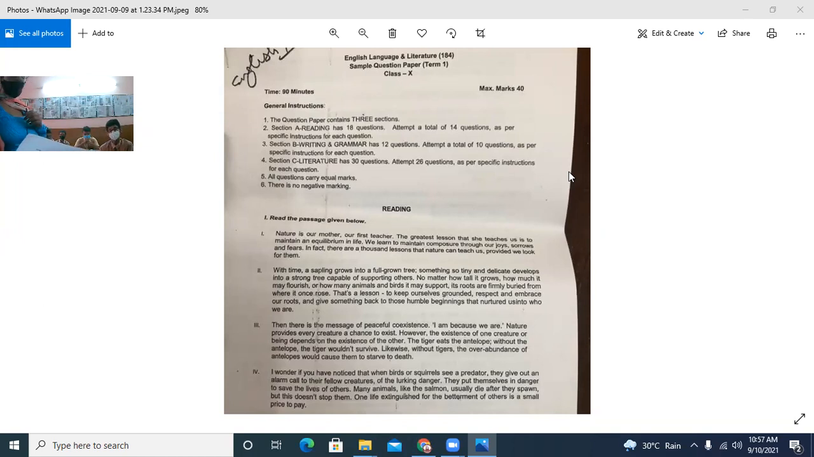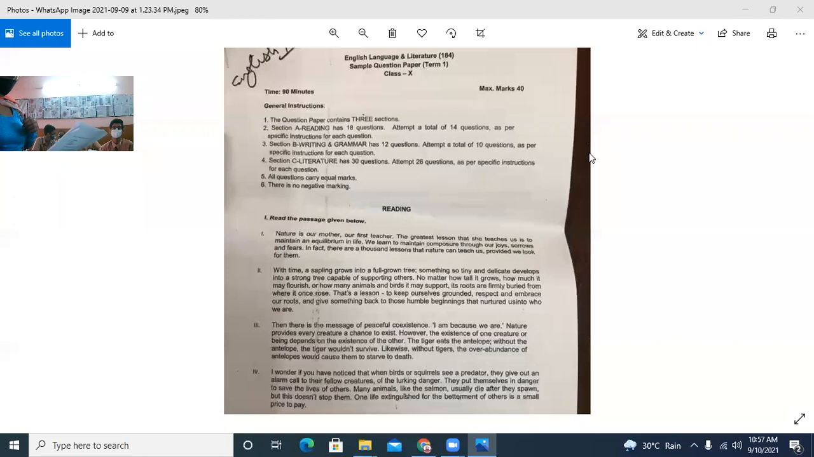So in the very first paragraph, always see the first two lines of the paragraph, which is called the topic sentence. Here the main motive or the main theme of the paragraph is always given. See here, nature is our mother, our first teacher. Afterwards, the greatest lesson supports this first line by giving examples.